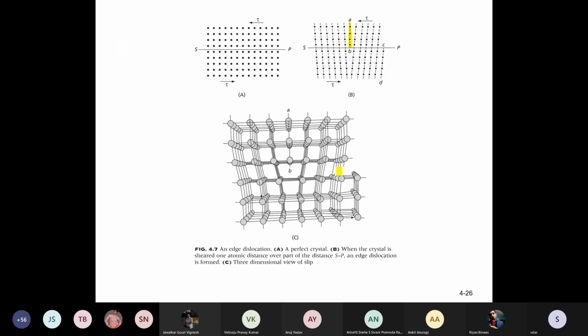Yes, so why is it called edge dislocation? Edge, because a knife edge is there. So if you look from the top, the plan view is like a line and it's like a knife edge. So the terminology edge dislocation came. E-D-G-E, edge dislocation.